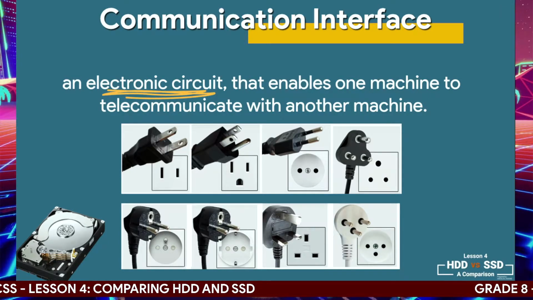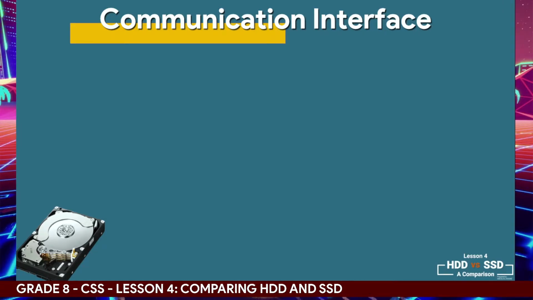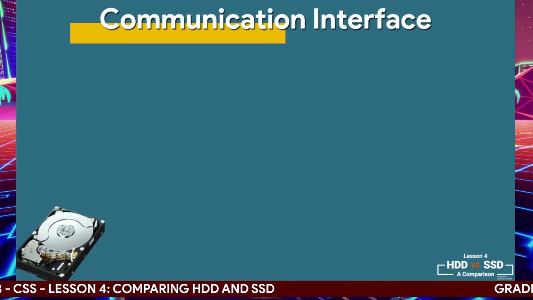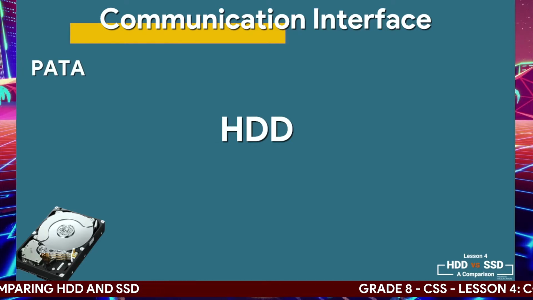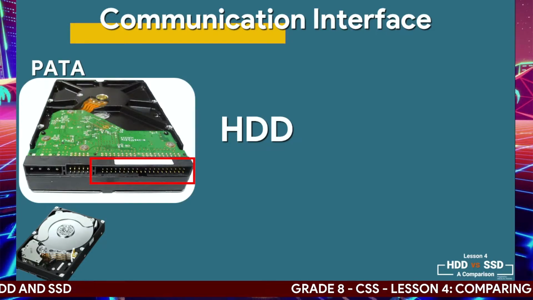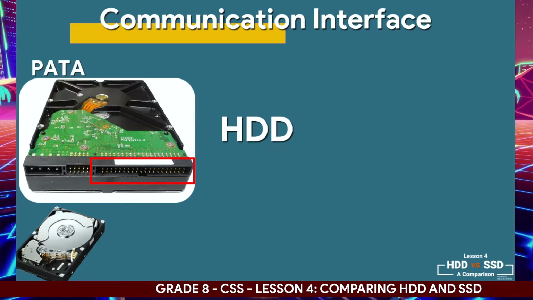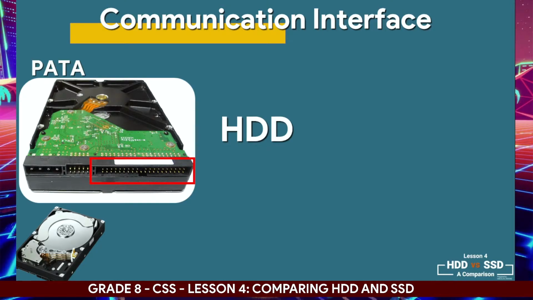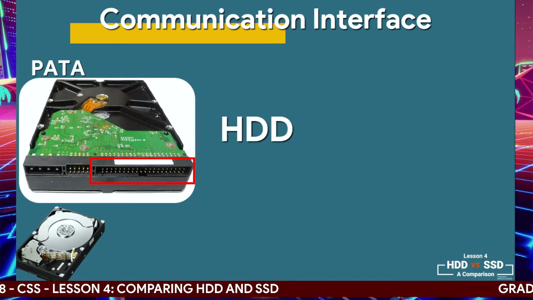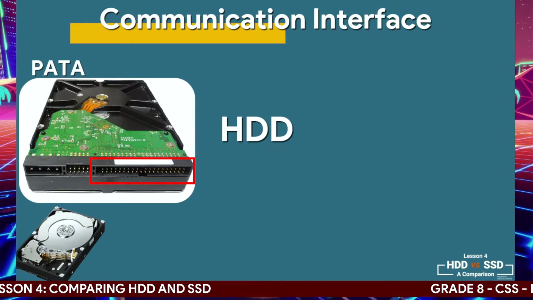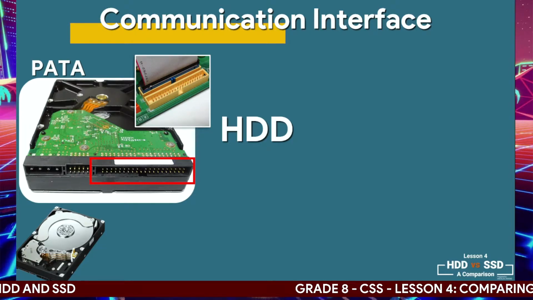Confused? Let's take a look at HDD's communication interface. The two types of communication interface for HDD are: 1. The PATA or the Parallel Advanced Technology Attachment. For its communication interface, as you can see, it has pins. But since this interface can only transfer data at a rate of 133 megabytes per second, this one is already obsolete. Its connector was the IDE, and it was connected to the IDE connector on the MOBO.